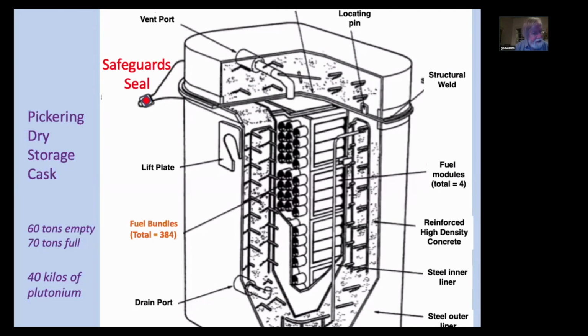Now, the cask itself weighs 60 tons when it's empty, whereas the used fuel inside it only weighs 10 tons. And the reason the cask is so heavy is because it's trying to block the penetrating radiation from the fission products and the other materials which are heavier than uranium, namely plutonium. But most of the penetrating radiation comes from the fission products. And even though this cask is so heavy, nevertheless, there still is some radiation that comes out to the surface.